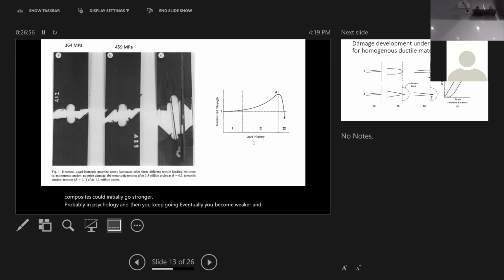So it's very interesting. And what happens inside the material along the process is key to understanding why the material does this kind of behavior.